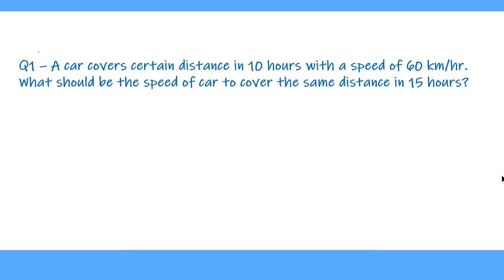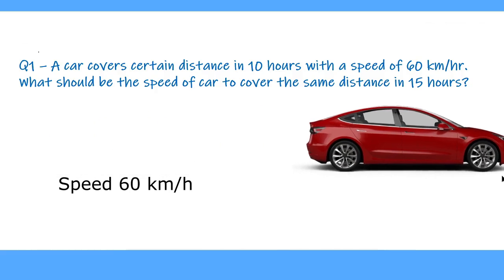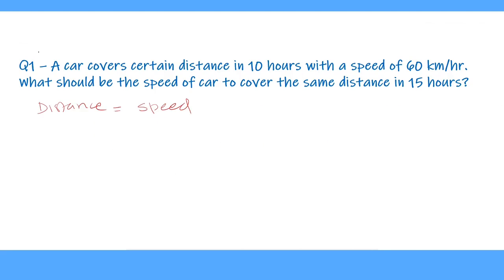So we solve the first question. A car covers a certain distance in 10 hours with a speed of 60 km per hour. What should be the speed of the car to cover the same distance in 15 hours? Here the distance is same. So distance equal to speed into time. So what we write? S1 T1 equal to S2 T2. This is our formula.